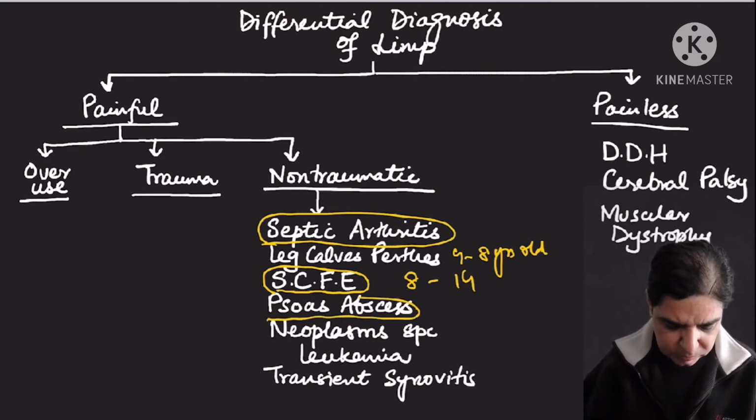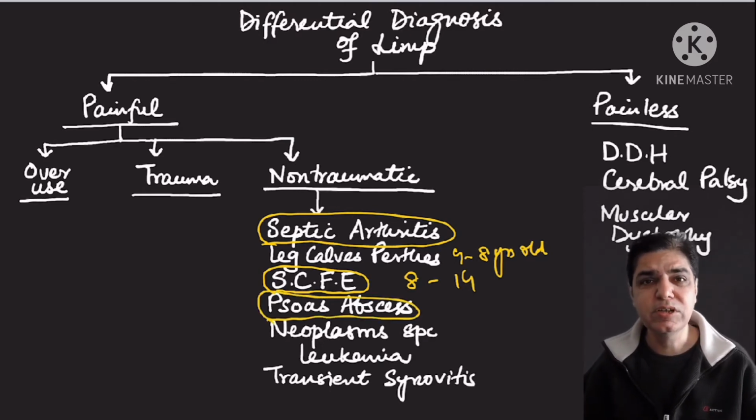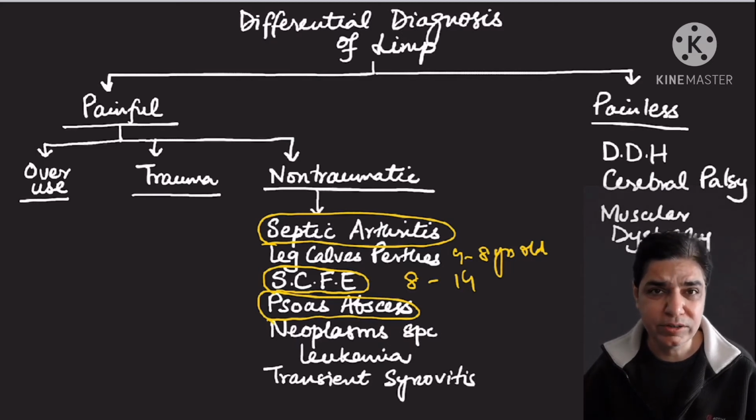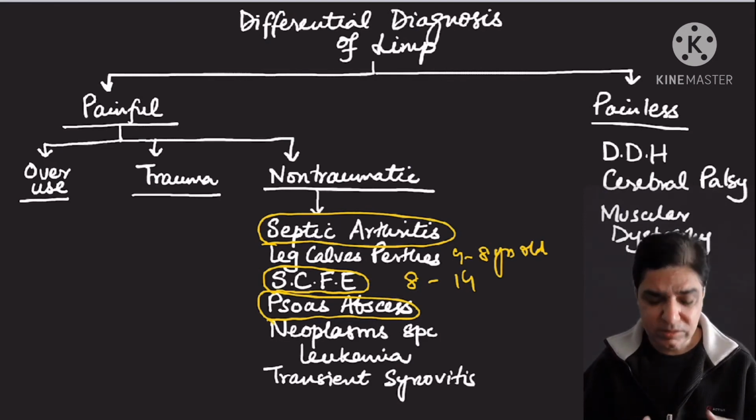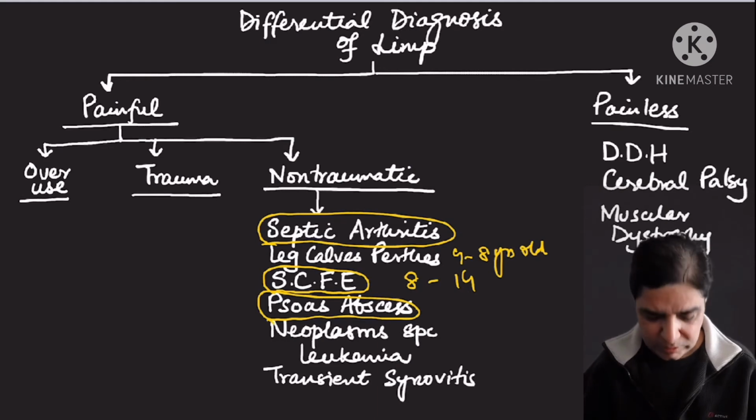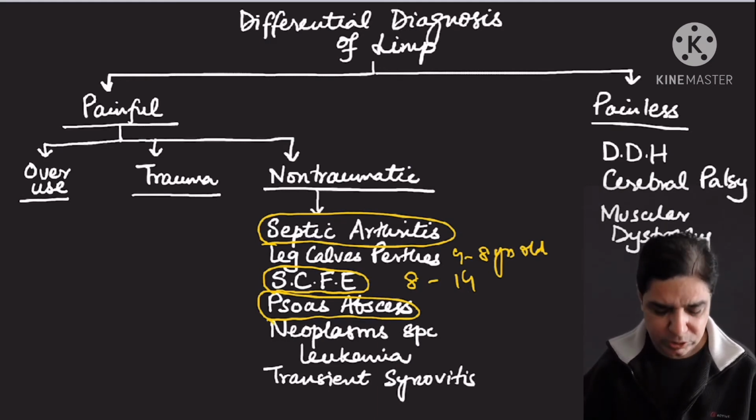Then some other illnesses, like psoas abscess. Psoas abscess is an abscess in front of the psoas muscle, usually secondary to purulent infections of the kidneys. Again, a child would be very unwell, he would have fever, and obviously there would be other systemic signs and symptoms which would point in that direction. Obviously the CRP and ESR would be raised. So psoas abscess is another cause.